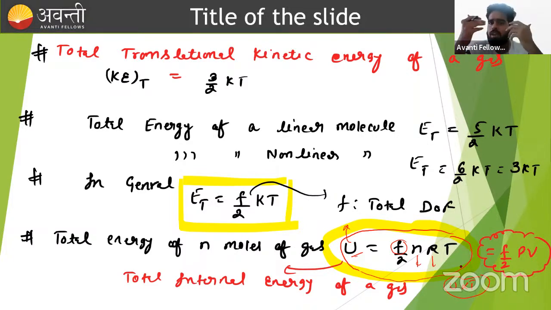So it is a question. Internal energy of gas is a function of pressure, is a function of volume, or is a function of temperature? So we can say here this is very obvious. Internal energy is directly proportional to temperature. If we increase the temperature, internal energy of gas increases. If we decrease the temperature, internal energy of gas decreases.